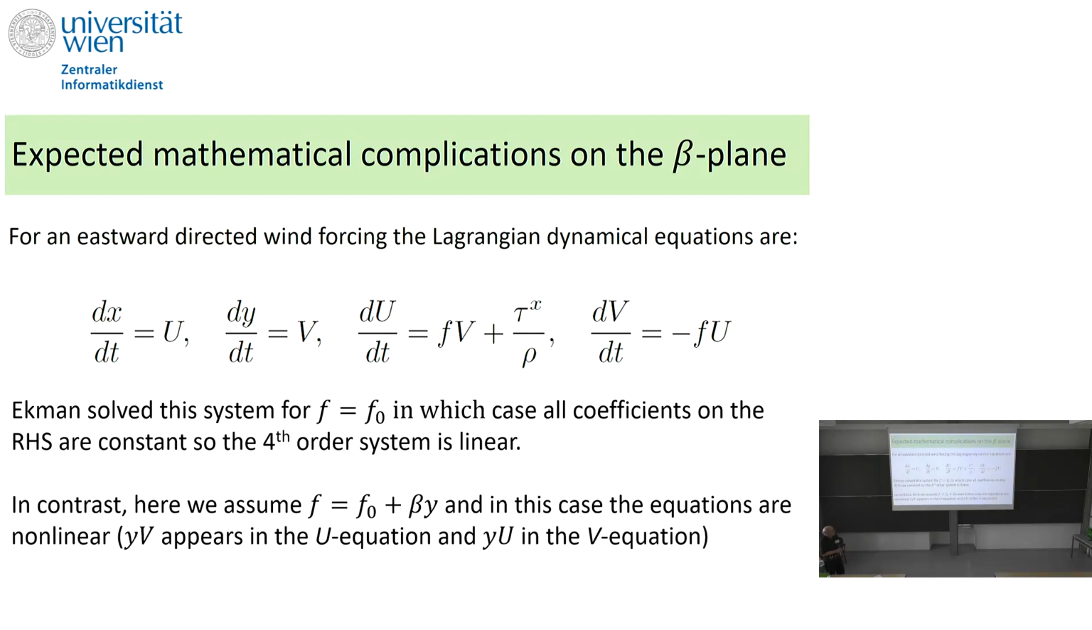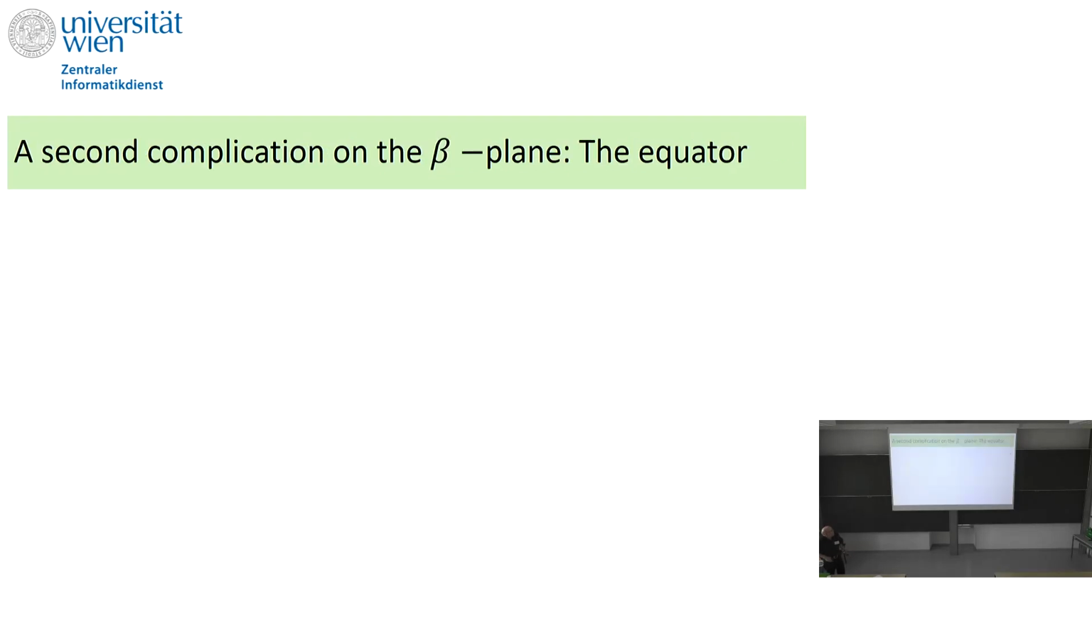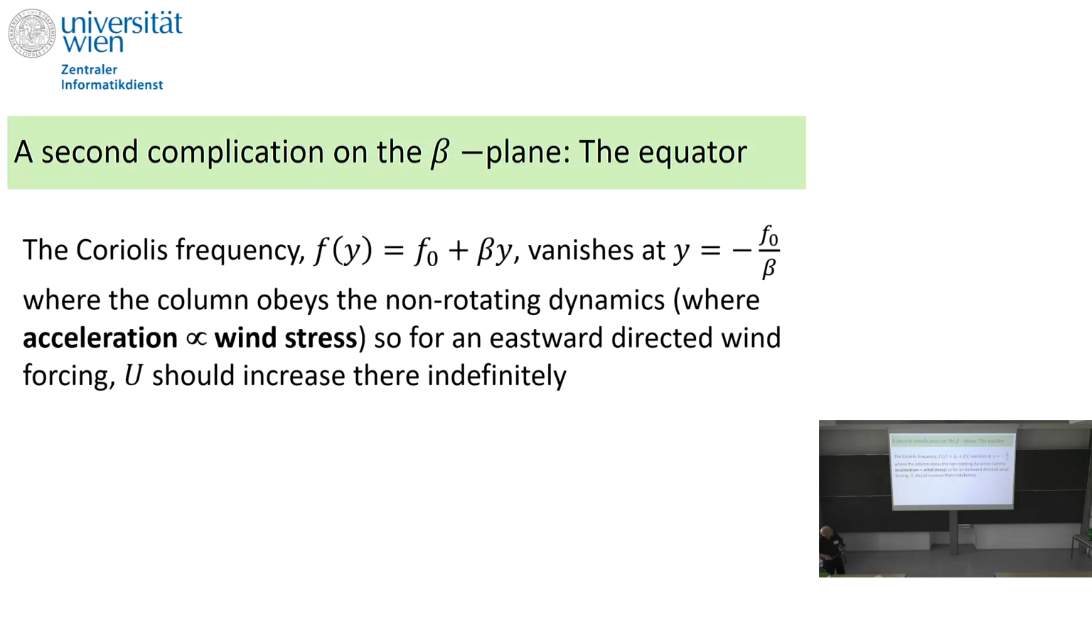So what we want to do is add beta y to the definition of the Coriolis frequency. So this is the idea. The question is what happens on the beta plane? From the beginning, what we can anticipate insofar as complications is that, first of all, when we add beta y to f0, there has to be a certain point in y in which f vanishes. That point is the equator, right?